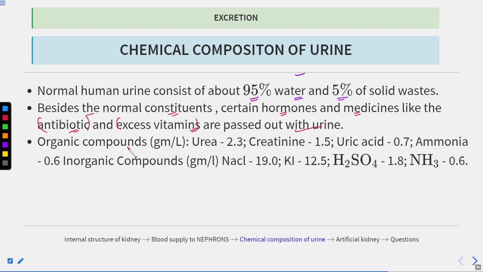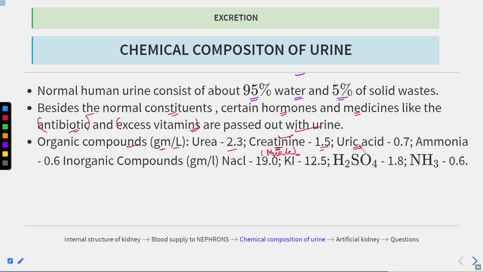Now, let's talk about the organic compounds of the urine. What are the organic compounds present in the urine, in the concentration of gram per liter? Urea is present in 2.3 concentration. Creatinine is the degradation product of the muscles. This is very important for muscle building also. When the muscle degrades, creatinine is released. It is also a product made by the kidney. So, it is a waste product. Its concentration is 1.5.